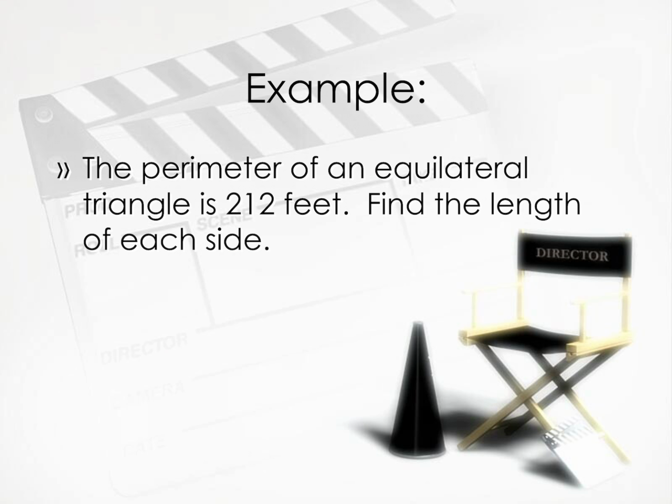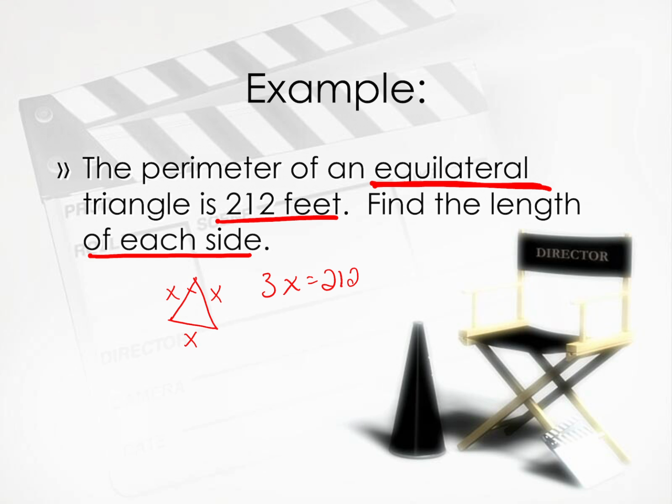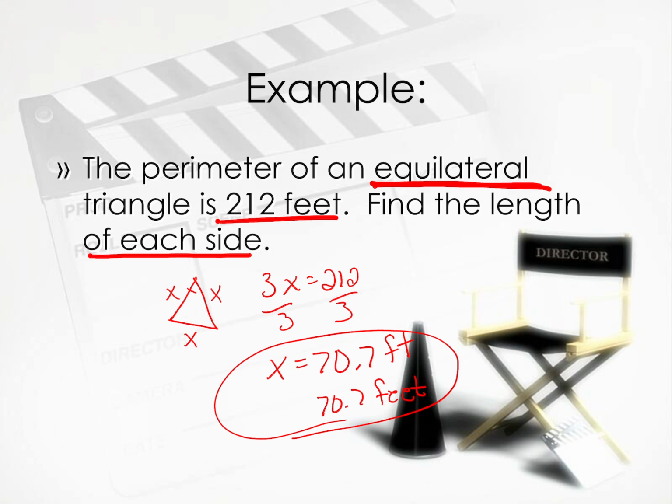So next, another perimeter one. The perimeter of an equilateral triangle is 212 feet. Find the length of each side. So equilateral means they're all the same. So if you were to draw a triangle on here, each side would be an x value, but they're the same. So this would be 3x equals 212. Divide by 3. So our x equals 70, and we'll go to the nearest tenth, 70.7, and then label it again. You could do feet like this, or 70.7 and write out the word feet. Either one of those would be counted as correct when you type them in today.